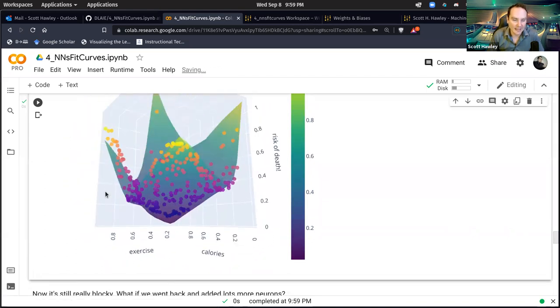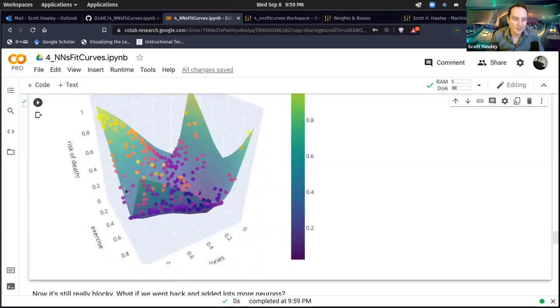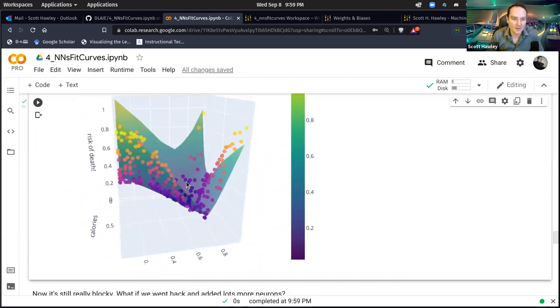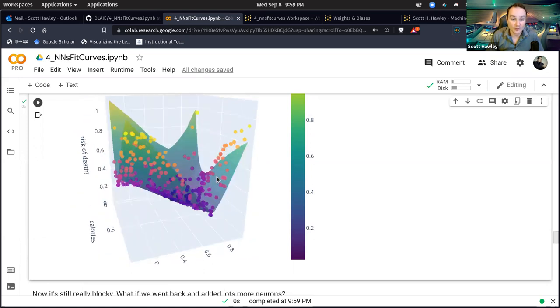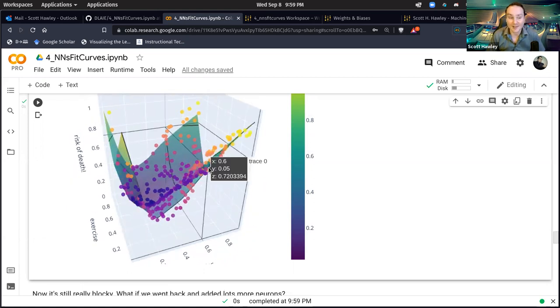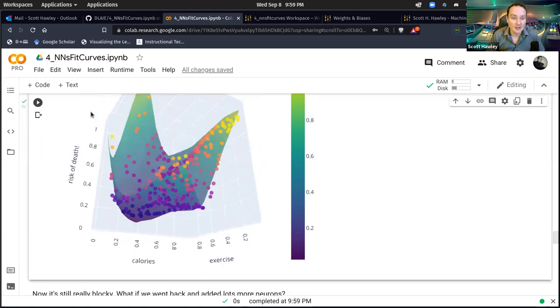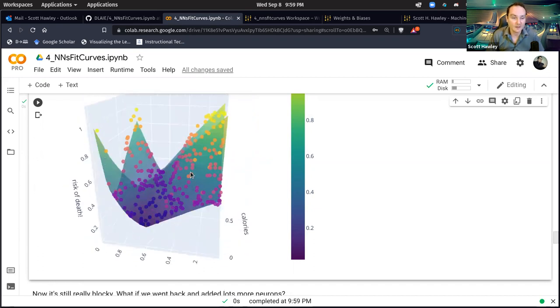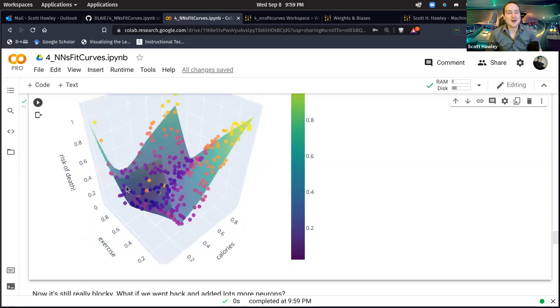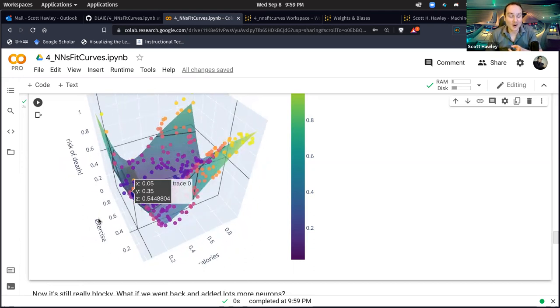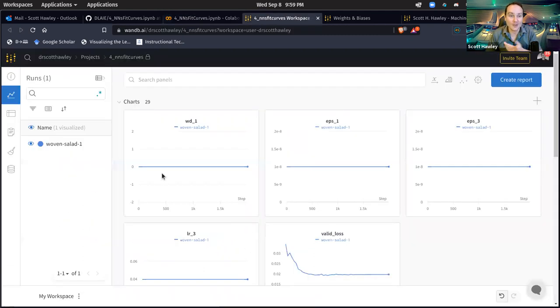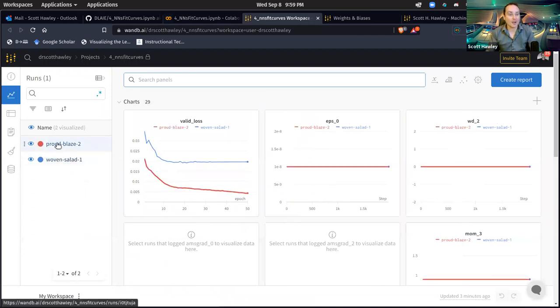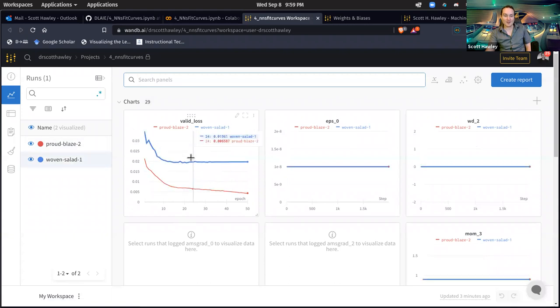There's still some angular flat shapes to it, and that's again because we're using that ReLU function, which is piecewise linear, mathematicians would say. But we're doing pretty well, right? We could probably sell this to someone on the internet, right? Okay, so now let's go back to our Weights and Biases thing. Now we'll notice we've got Proud Blaze and Woven Salad, and together we're seeing how they perform differently.